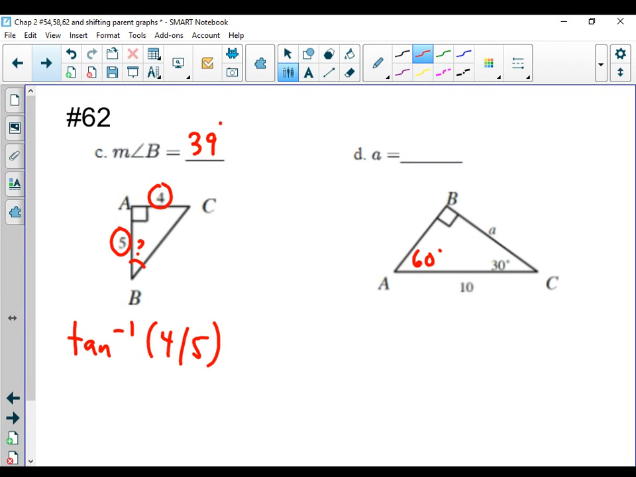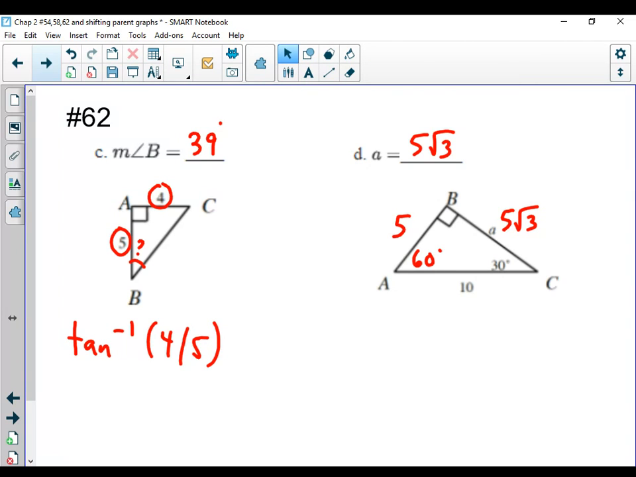But if I use my 30, 60, 90, remember the side across from the 30 is half as long as the hypotenuse. So it would have been 5. And then we take that short side times the square root of 3 to find the last side. So really side A should have been 5 square root of 3. Now, if you did the cosine, you could still get to a value. It just wouldn't be an exact value, but a decimal value. So like I said, those are the ones that were marked from the other day. A lot of geometry review on that one.